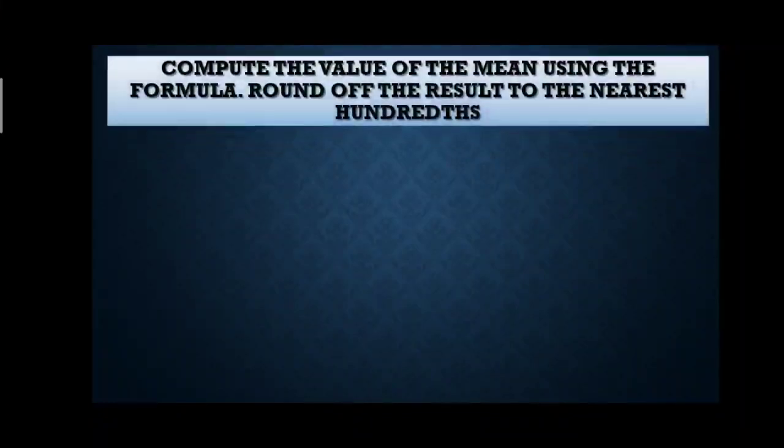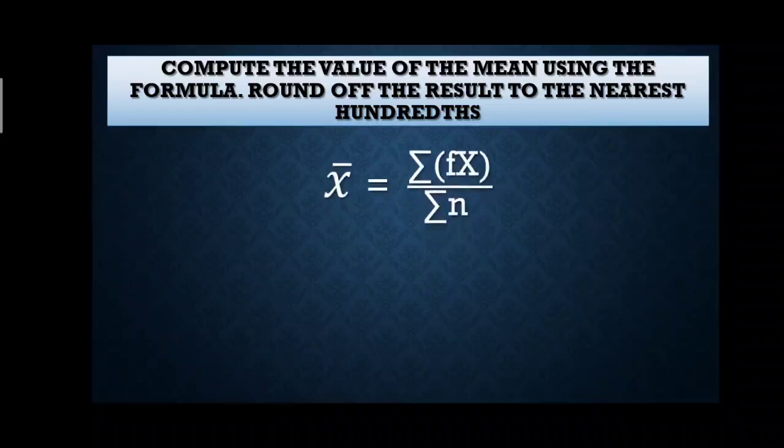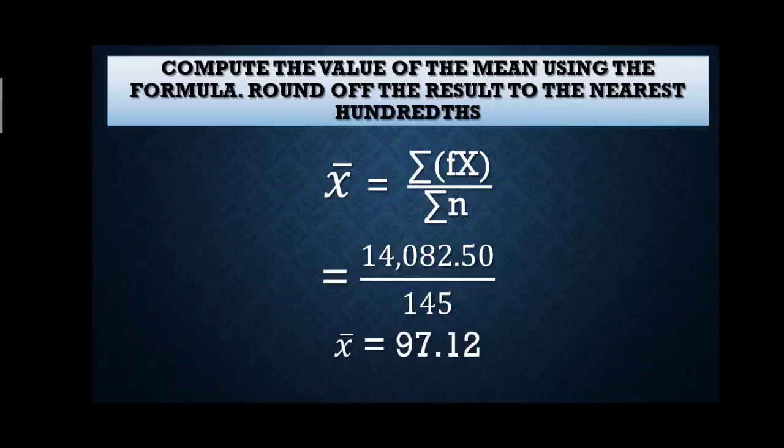14,082.50. Then solve. Compute the value of the mean using the formula. Round off the result to the nearest hundredths. So the formula, we have mean is equal to summation of f of x all over n. So we have the summation of f of x is 14,082.50. Then the total number of frequencies, we have 145. So our mean is 97.12 in group data.